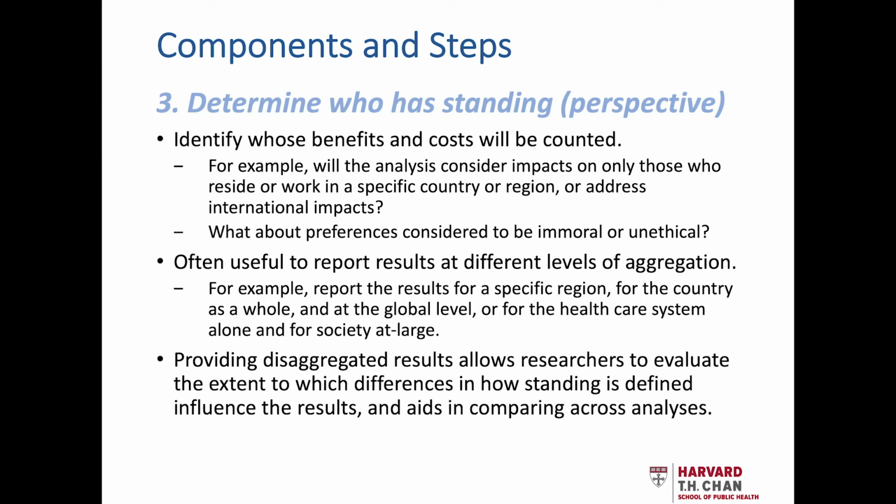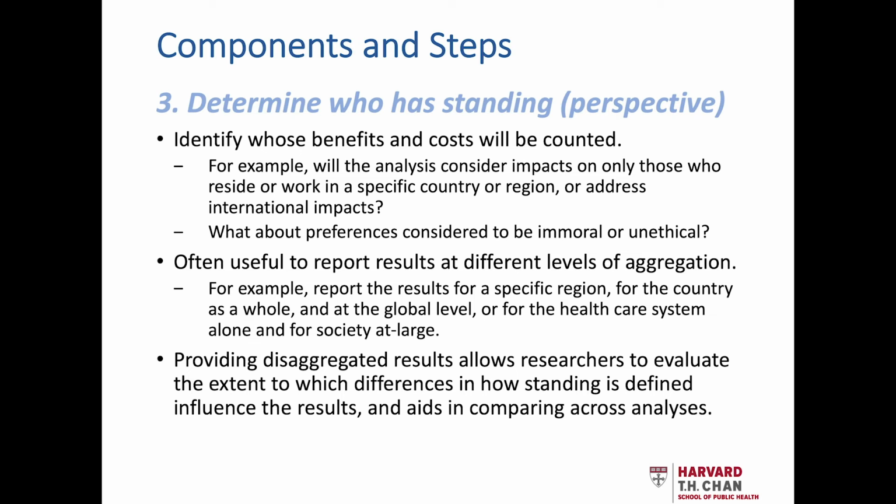The third component in benefit cost analysis, we often talk about it as determining who has standing. That's a term from the legal system, which has to do with who has the right to bring a case. In cost effectiveness analysis, it's often talked about as perspective. Are we going to do the analysis from the healthcare system perspective or a societal perspective? But the basic question there is whose benefits and costs can be counted. We may be interested in a certain geographic area, patients at a certain healthcare facility. There's many different levels of aggregation.